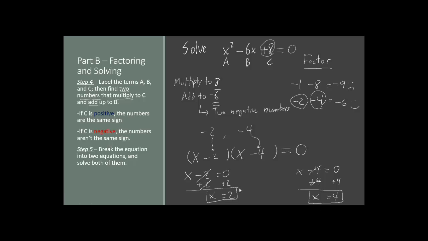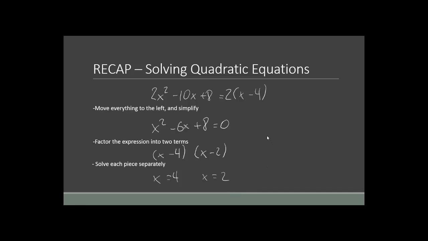I know this was kind of involved, so let's briefly recap what we've done. We've started with a very messy looking equation, and what we needed to do in order to make sense of it is to move everything over to the left and simplify it as much as possible. And now it doesn't look so bad. Then we factor the expression to get two parentheses, and we solve each piece of the equation separately to get x equals 4 and x equals 2.